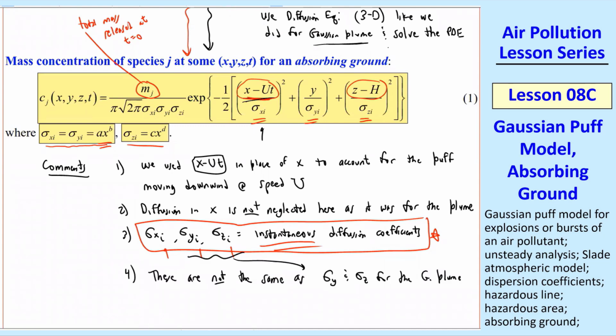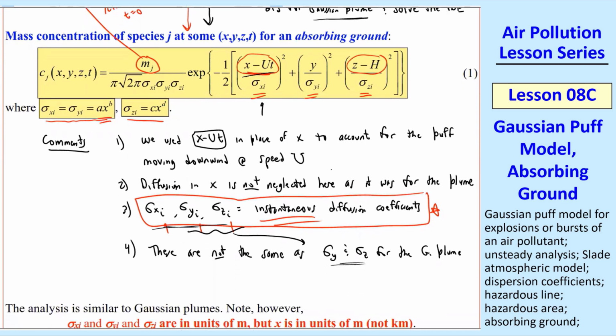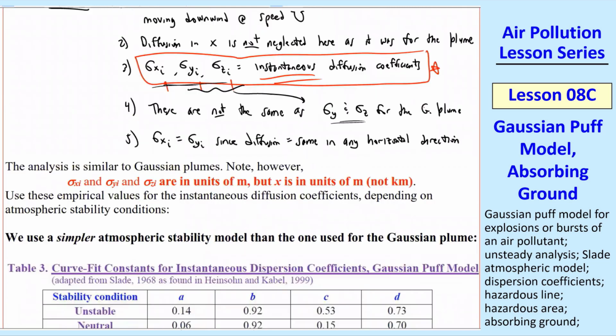We're going to use a different model to calculate these instantaneous diffusion coefficients, so you don't use the same ones that we use for the Gaussian plume. And then finally, number five, as I already had mentioned up here in our equation itself, sigma xi and sigma yi are the same because diffusion in any horizontal direction is the same. So what we need to do is calculate these instantaneous diffusion coefficients, and then we'll be set to go.